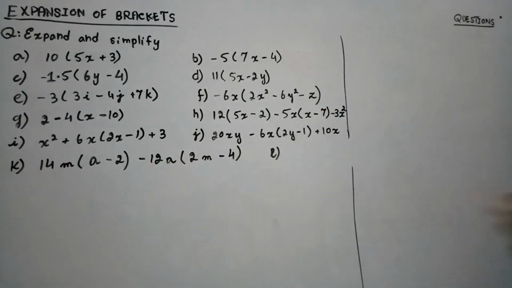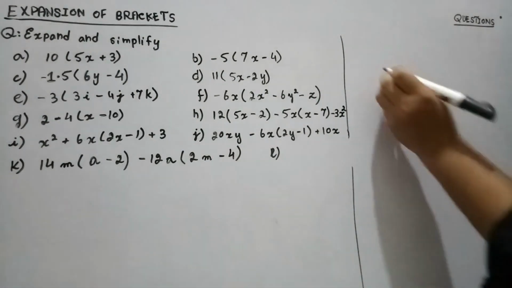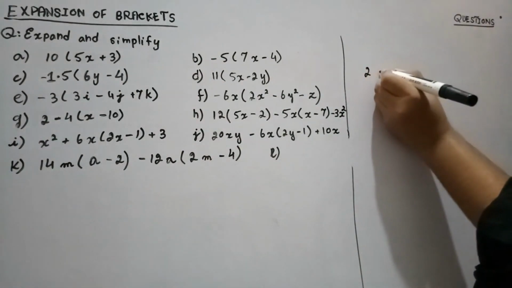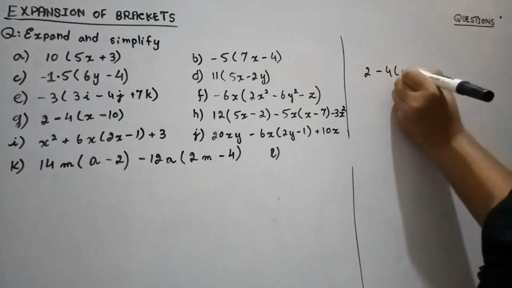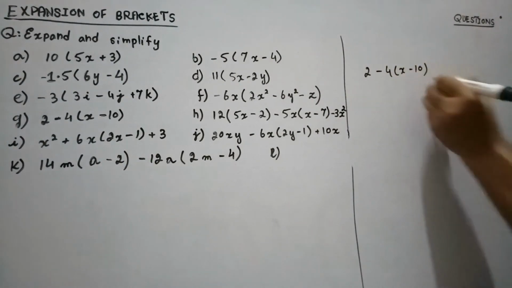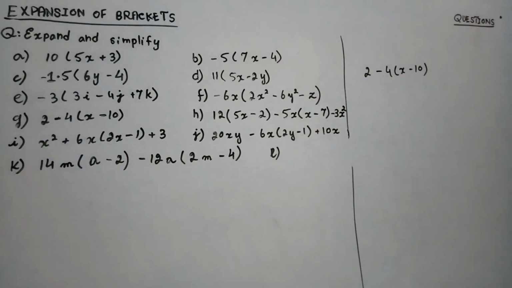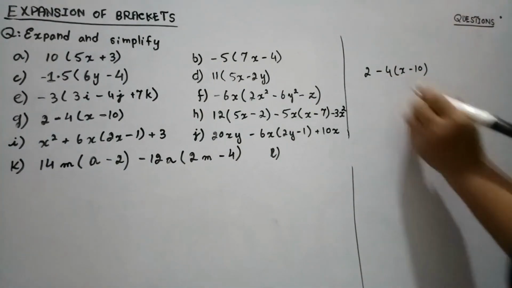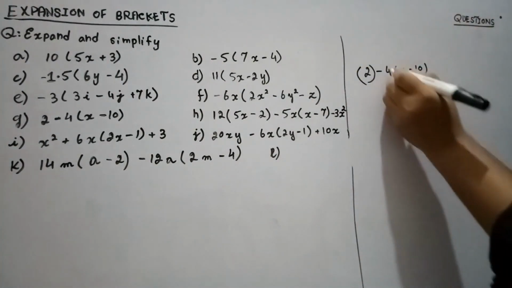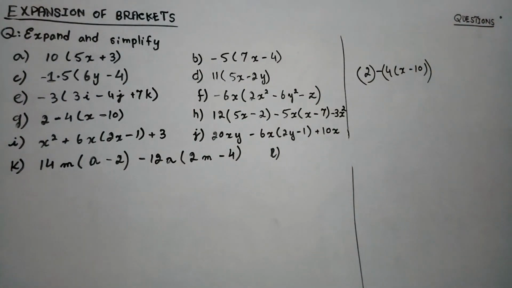Now let's move towards our next part. Here we have a 2, and here we have a negative 4x and negative 10. Now this time you can see that a negative sign and a positive sign will separate the terms. So you can see here we have a negative sign, it means that this is a term we have, and this is our next term, and this is our next term.